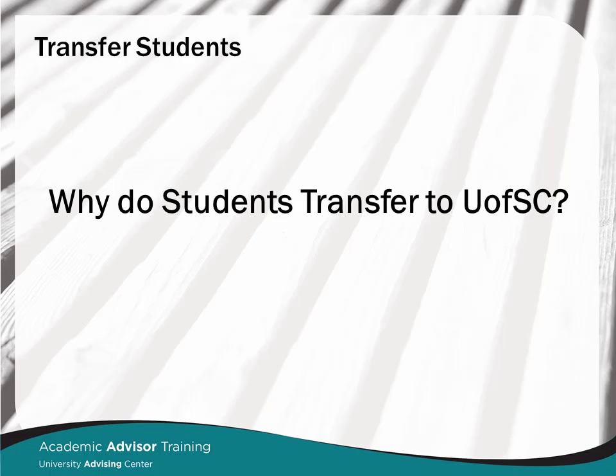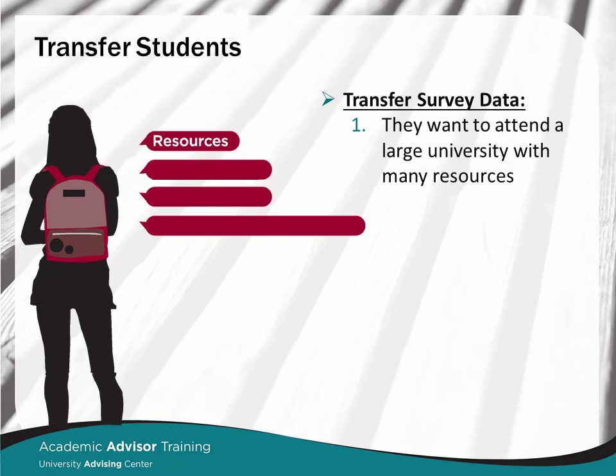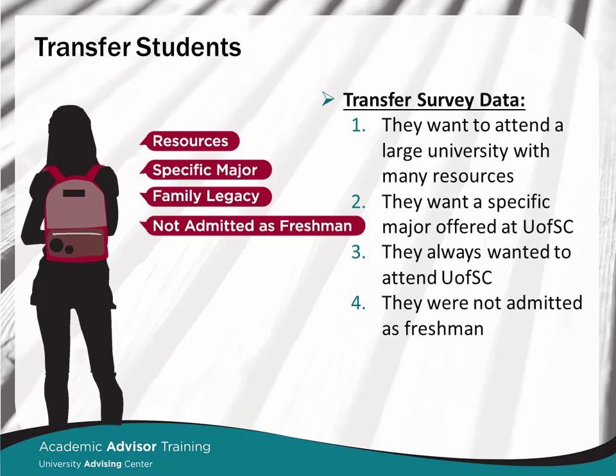Why do students transfer to U of SC? Transfer student survey data show the top 4 reasons students transfer to U of SC are: 1. They want to attend a large university with many different resources. 2. They want a specific major that is offered at U of SC. 3. They always wanted to attend U of SC or are a family legacy. And 4. They were not admitted as a freshman.